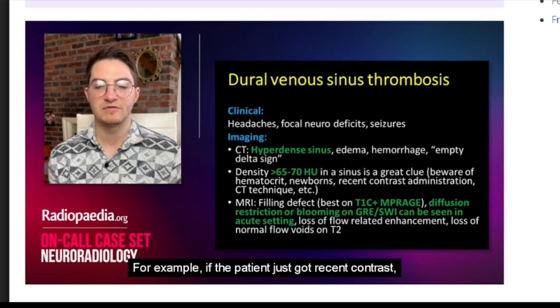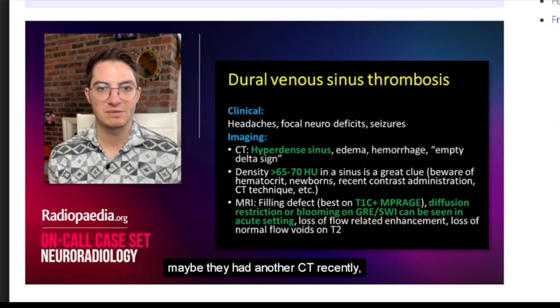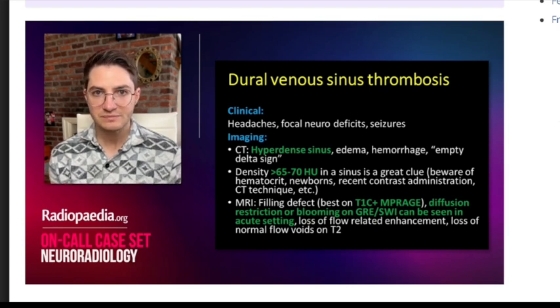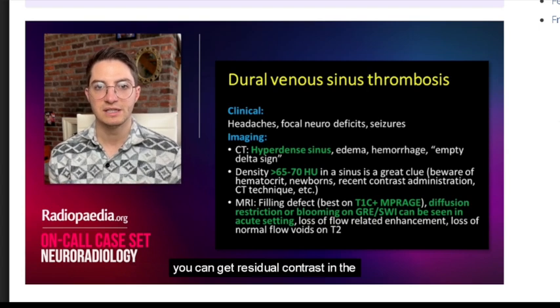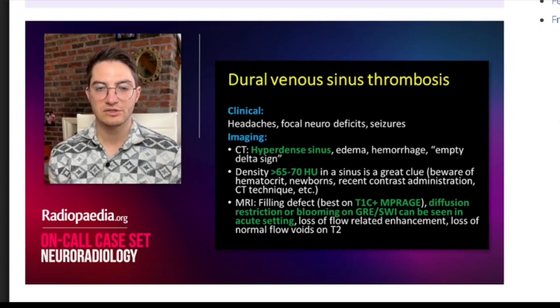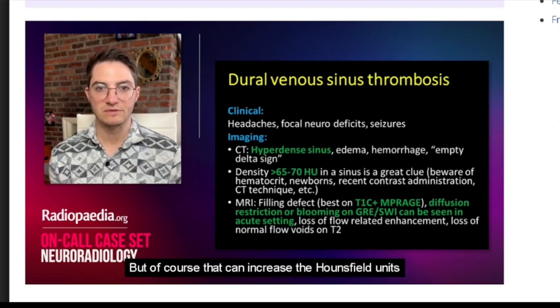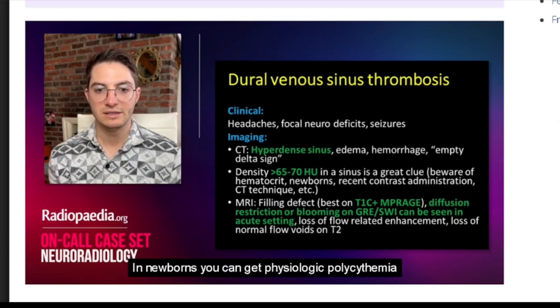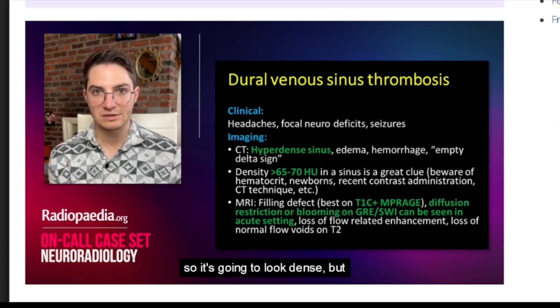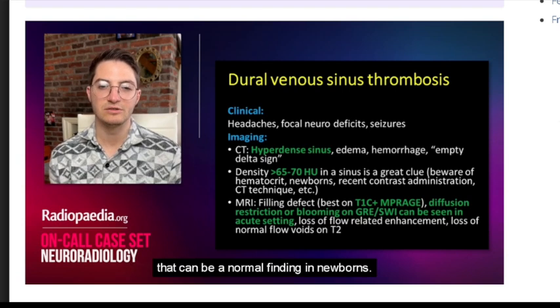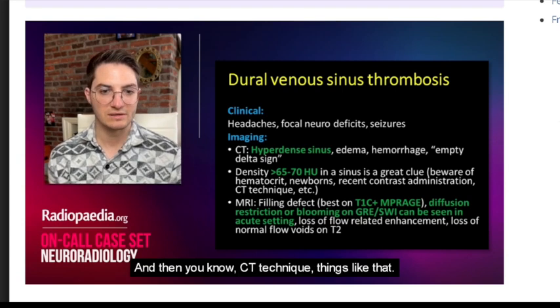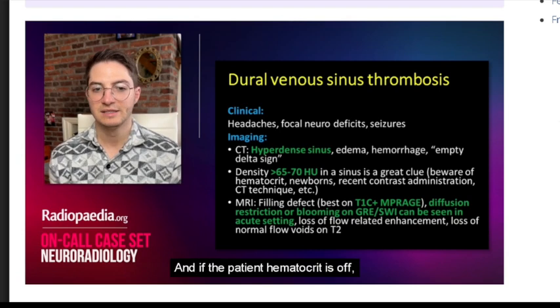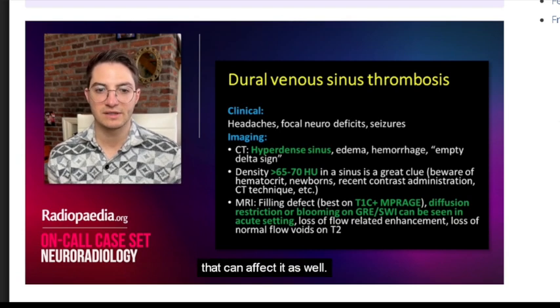This is a helpful clue, but beware. For example, if the patient just got recent contrast, maybe they had another CT recently, you can get residual contrast in the venous system of the brain. That usually tends to be more uniform, but of course that can increase the Hounsfield units because there's contrast in there. In newborns, you can get physiologic polycythemia, so it's going to look dense, but that can be a normal finding in newborns. And then CT technique, things like that. And if the patient's hematocrit is off, that could affect it as well.